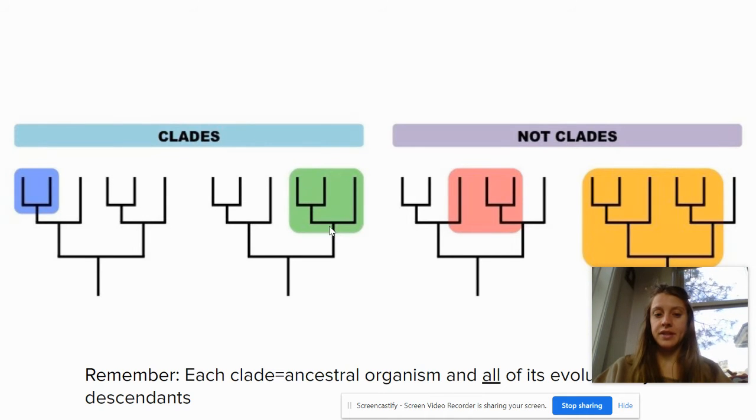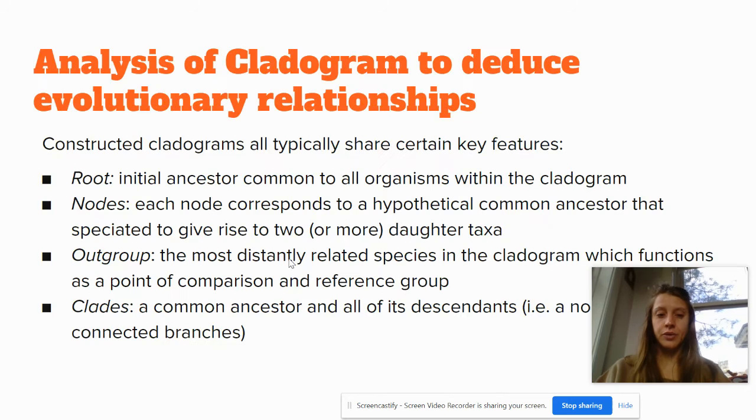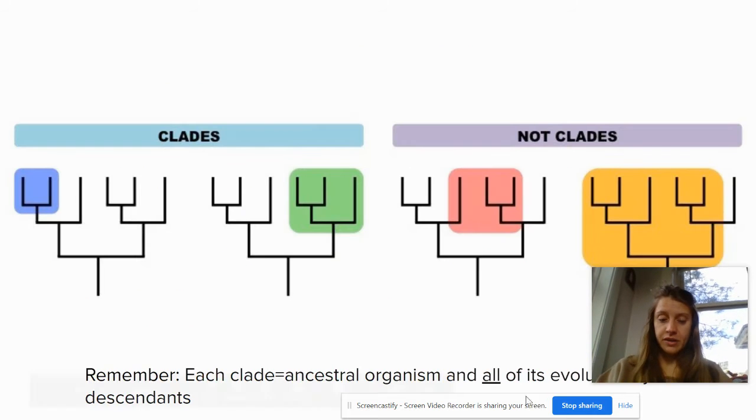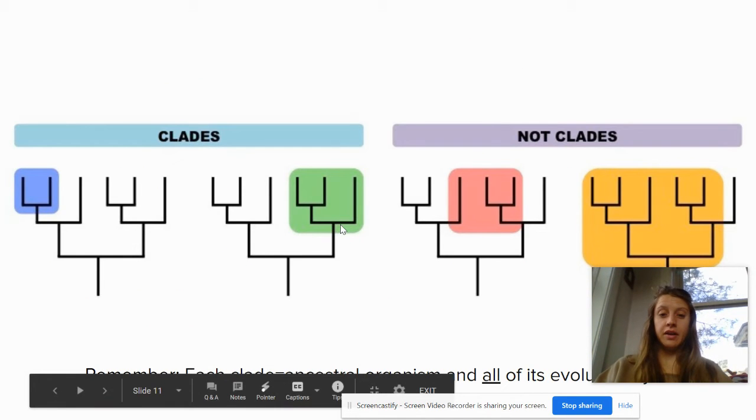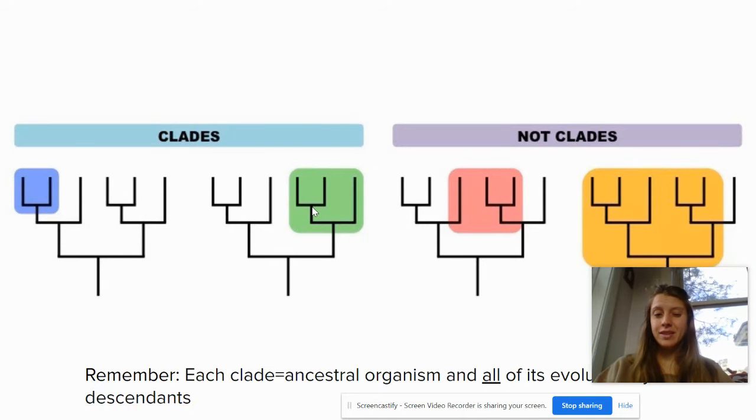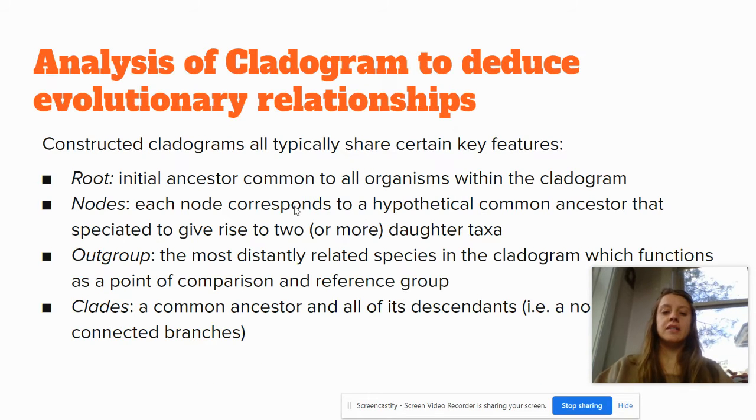And then, as I spoke to before, nodes, which are these little parts where we get the branching off. So this is a node, and this is a node, and this is a node. Nodes correspond to a hypothetical common ancestor. So nodes are representing the common ancestor where we got two or more different species from it. So this node gave rise to this species, and then it gave rise to this species. This species eventually split into these guys. So nodes are showing us where those common ancestors are, or where a speciation event occurred. And you guys know all about speciation because you've already been through task 2.